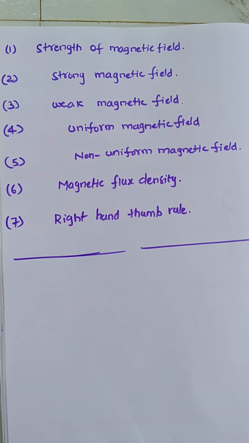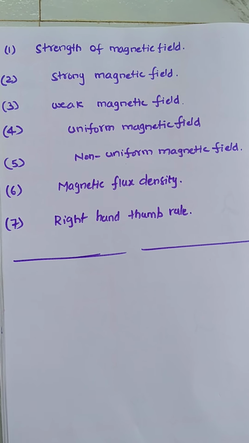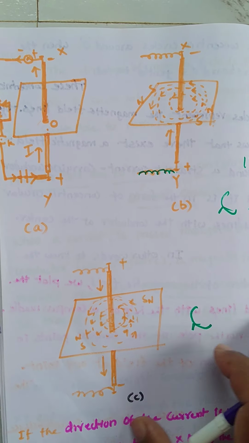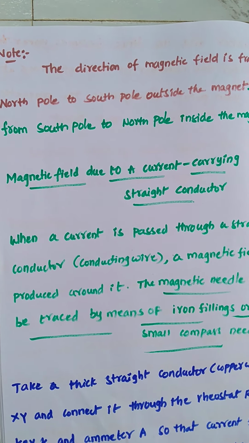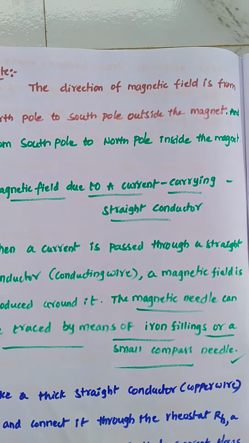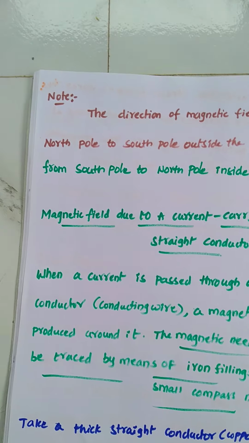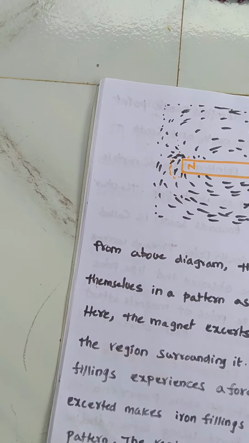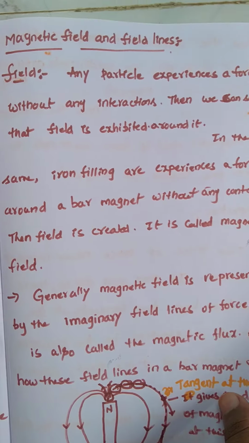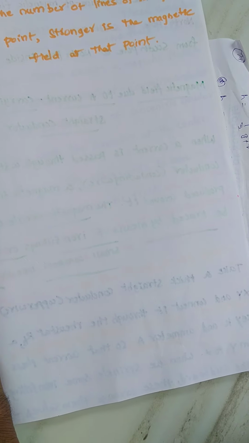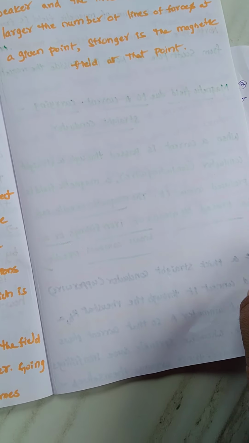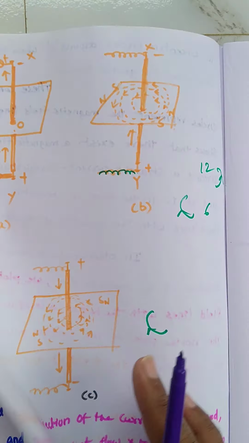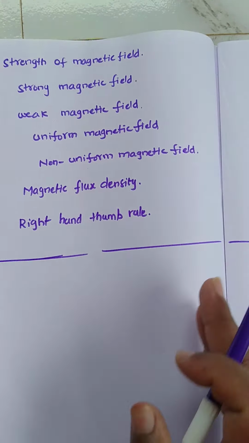So far, we are discussing many concepts in this chapter, magnetic effects of electric current. In the last concept, we discussed the magnetic effect due to a straight conductor, and different important points that I discussed already. I also discussed magnetic field and magnetic field lines, how we can draw magnetic field lines for a bar magnet, and the properties of magnetic field lines. So yes, dear students, today I am going to discuss a few concepts.